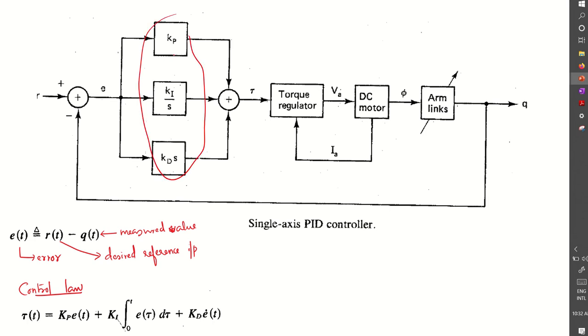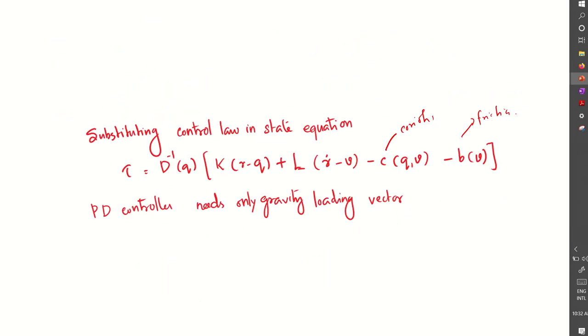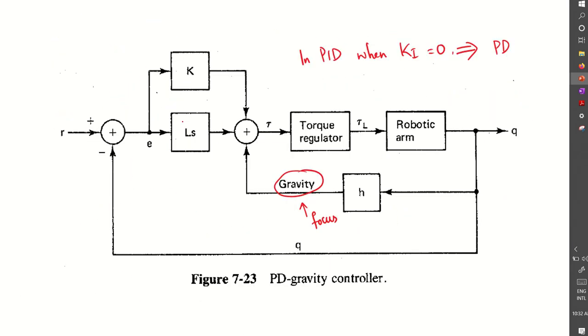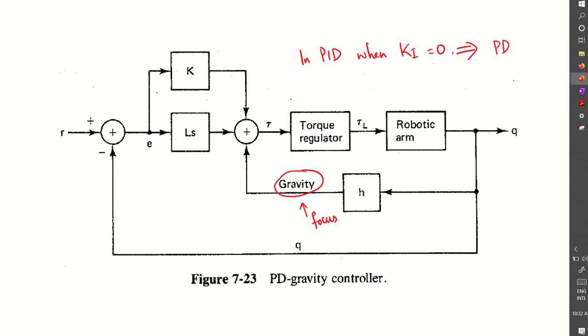You had Kp, Ki by S and Kds. So if you check this, you can see that the Ki by S part is missing. Altogether we can say that from the PID controller, if we keep Ki equal to 0, we will get the PD controller.